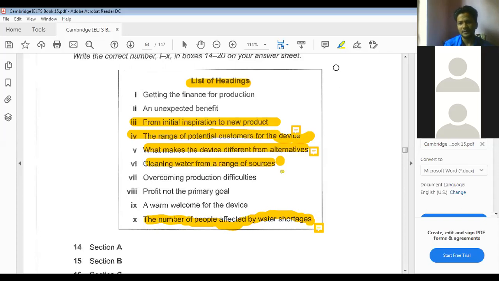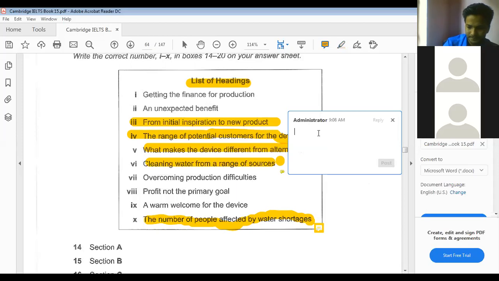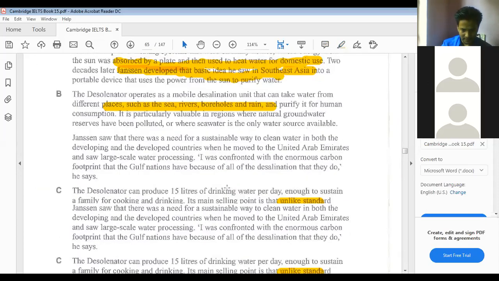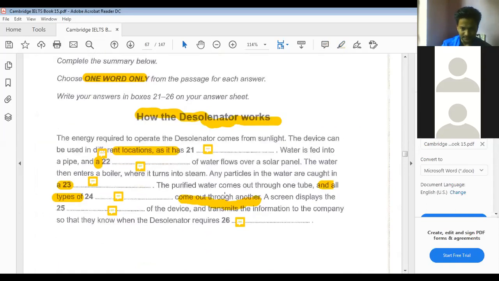Question number 18. Yes. Question number 18. Okay, we have now 2 paragraphs to read. Anyway, we need to read a bit faster now.